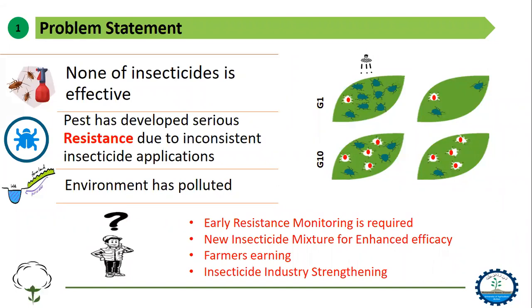So to overcome this problem, early resistance monitoring is very much required. Besides this, new insecticide mixtures are also required for enhanced efficacy. If we do this, we could improve the living standard of our farmers, and we could strengthen the insecticide industry, which is depressed recently in this region.